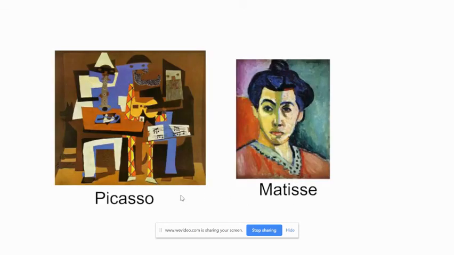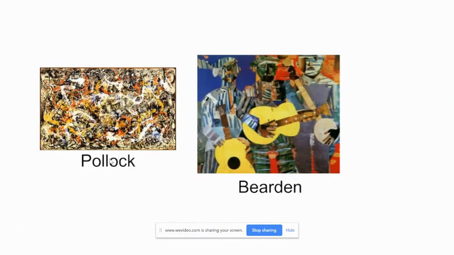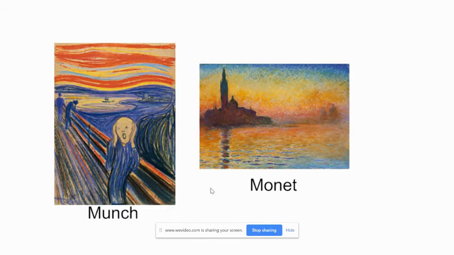Picasso, that you already learned about. Henri Matisse. Jackson Pollock. Romare Bearden. He's an African-American artist working in the Harlem Renaissance with Jacob Lawrence. Edvard Munch. And Claude Monet.